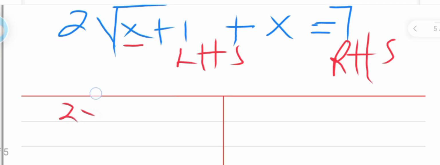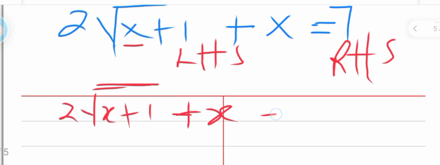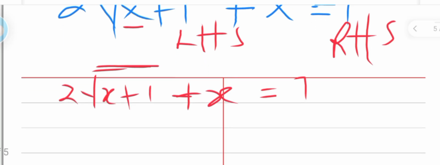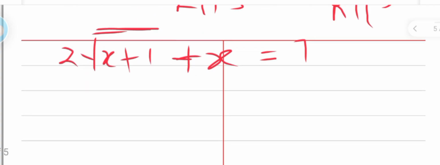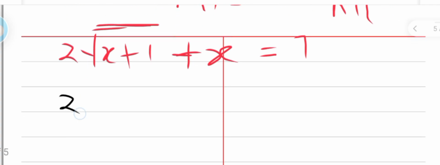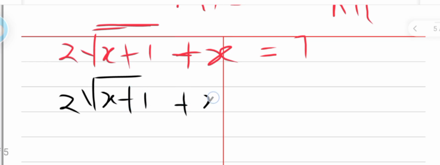So we have 2 root x plus 1, sorry, it's plus 1, plus our x, and that should be equal to 7. Let me change the color so that you will appreciate what we are doing. So we have 2 root x plus 1 plus x, and that should be equal to 7.